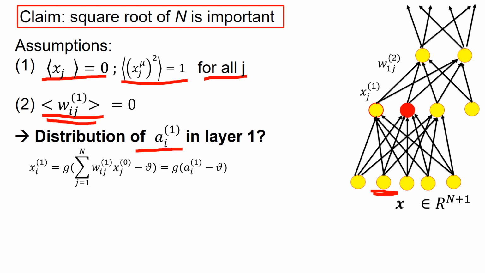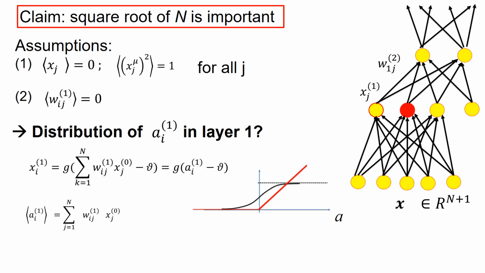The red neuron is neuron i in layer 1, and it gets the input, which is the sum over all these different inputs, w_ij x_j, and then we subtract the threshold, and this is what I call the activation variable of this neuron i in the first layer. So once we have this activation variable, we can now ask, what's the mean of this activation variable? Again, the activation variable is the input to this neuron, and the neuron will transform it to an output either with a sigmoidal or with a rectified linear function.